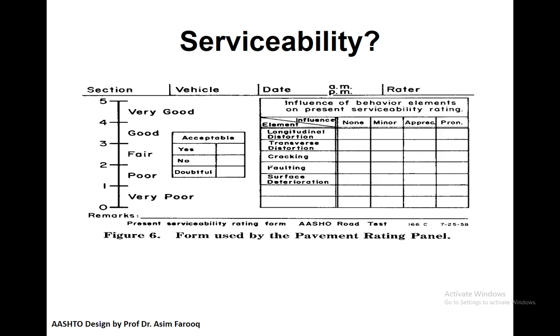As you can see here, when we talk about the terminal serviceability, this is a chart which is actually used for the field. So as you can see here, we have a section, then we have different types of vehicles, and then we have a time, and then you have your own observation. So this is basically the chart which is used to determine the present serviceability rating according to the AASHTO standard. Okay, this is used for the pavement rating panel.